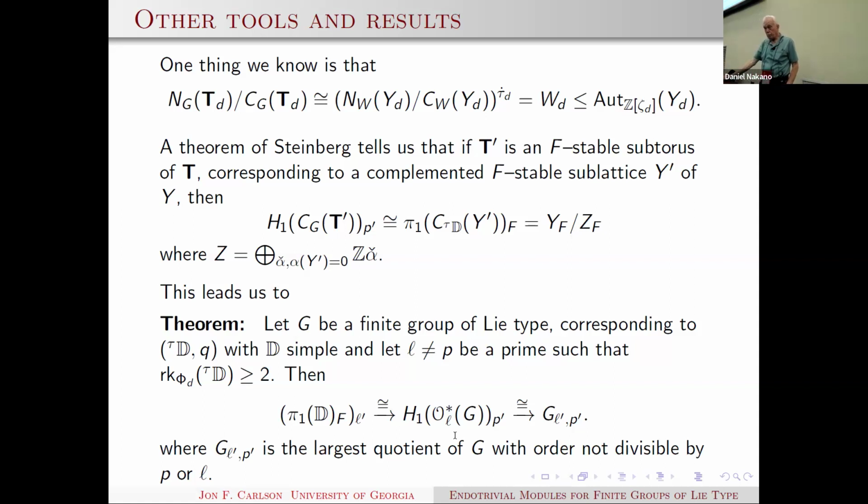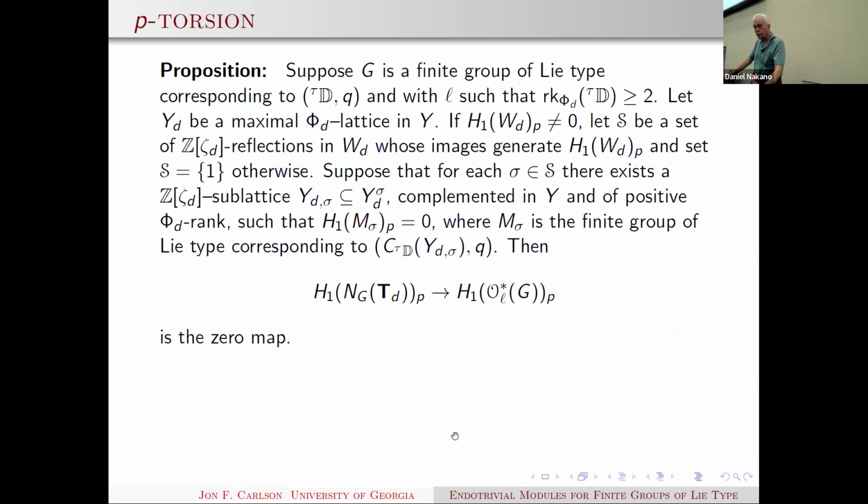So it's going to be the subgroup of H1 of G itself, modulo the stuff generated by the elements of order L or P. So that takes care of our case when you're looking at the L prime part, the P prime part of this group of endotrivial modules. And so what we're really down to is looking at the P part of this group of endotrivial modules. And then you can do some other things.